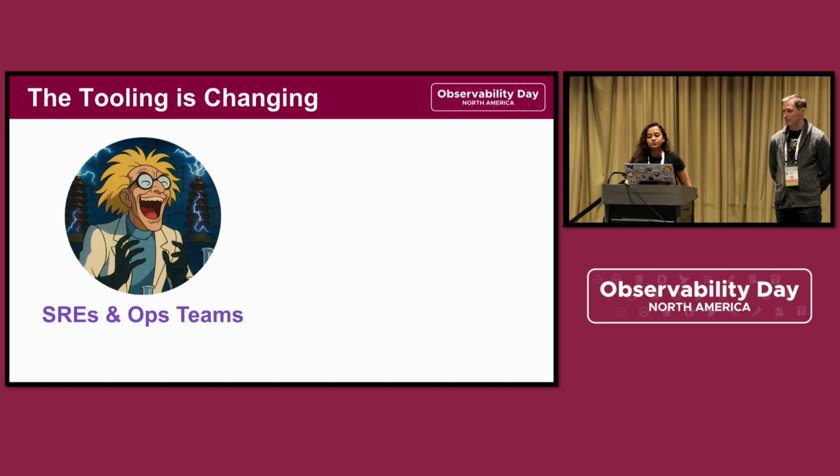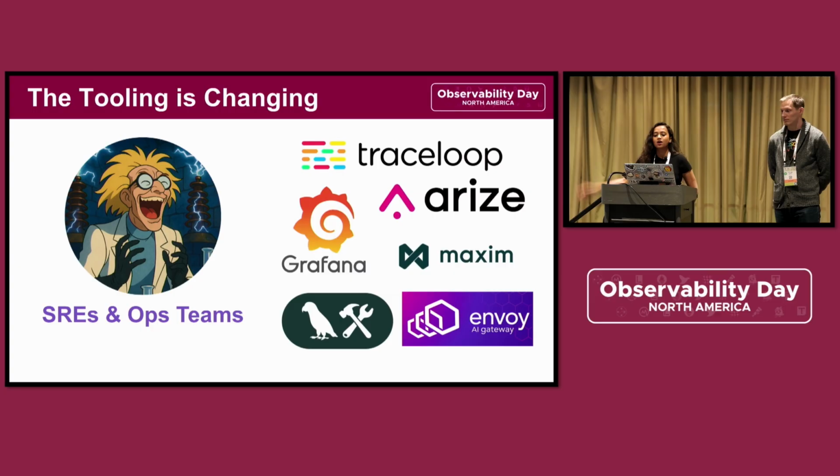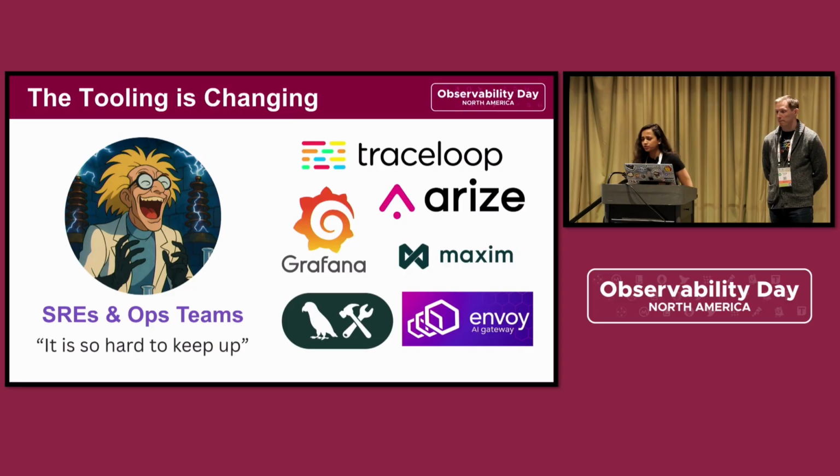So the SRE and Ops teams say, okay, we have the tools. We have a lot of tools: Traceloop, Maxim, Arize. But then the question is, it's so hard to keep up. How many of you feel that it's so hard to keep up with AI? Okay, I see hands. It really is hard to keep up with AI and all the things happening today.